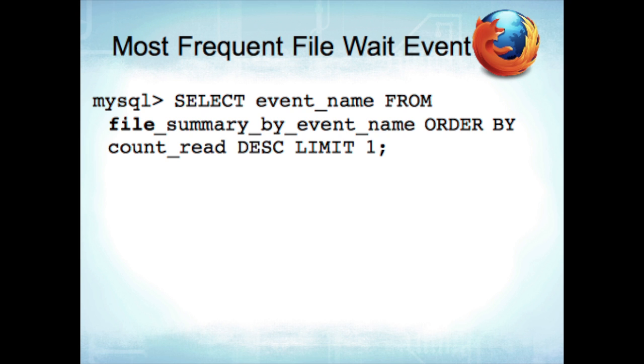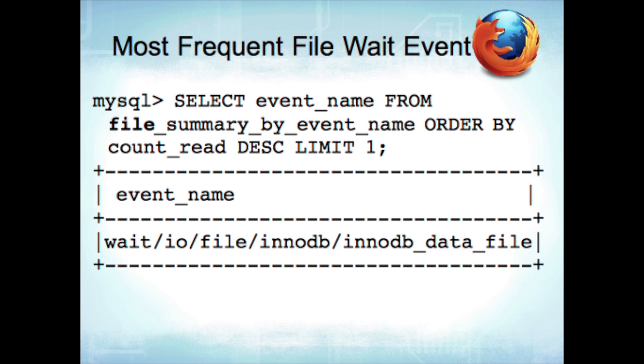That's the most frequent file event. So I did this on a server, and it was the InnoDB data file. That is the most frequently read file that you have to wait for, which makes sense. My tables are InnoDB, I'm getting data from it. I'm okay with this. This makes sense to me. I don't need to fix that. That's what it should be.